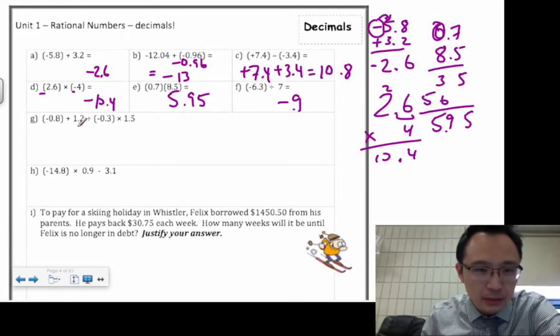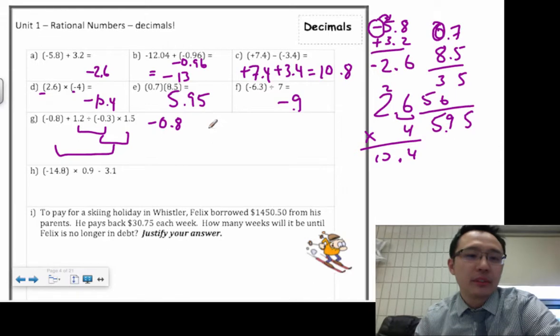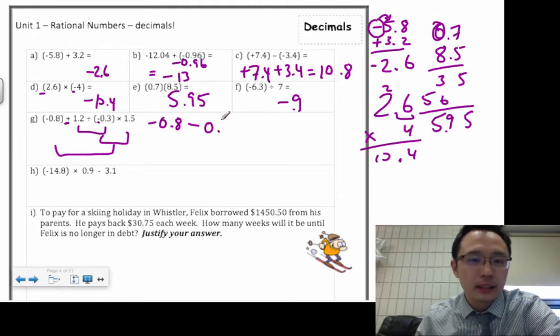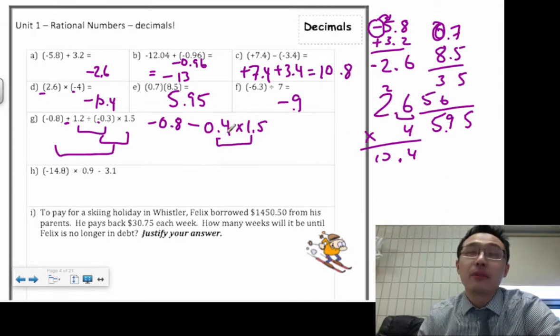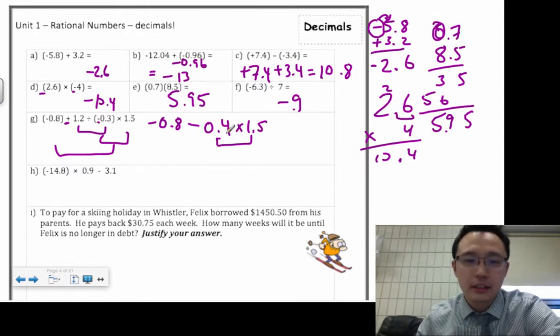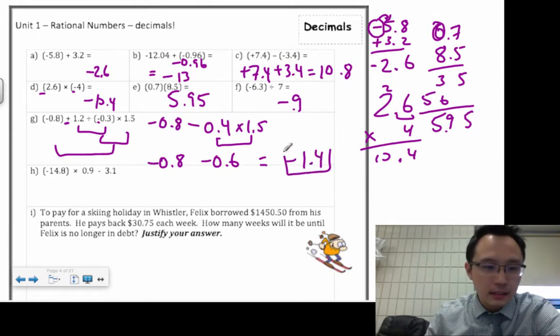Add all this stuff up. Don't forget BEDMAS. I'm going to do this first and then do that and then finally add that. So negative 0.8, that's going to be my last thing. 1.2 divided by 0.3. It's going to be negative because positive and a negative will make me a negative. This is going to be 0.4 times 1.5. Got to do this first. Next. 0.4 times 1.5 is what? 0.6, I think. 1.5 times 0.4. That's right. So this is going to be negative 0.6, negative 0.8 gives me negative 1.4. Answer.